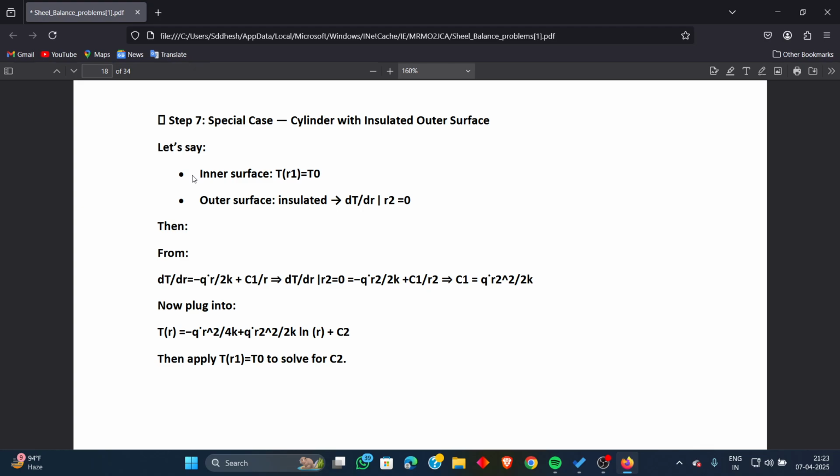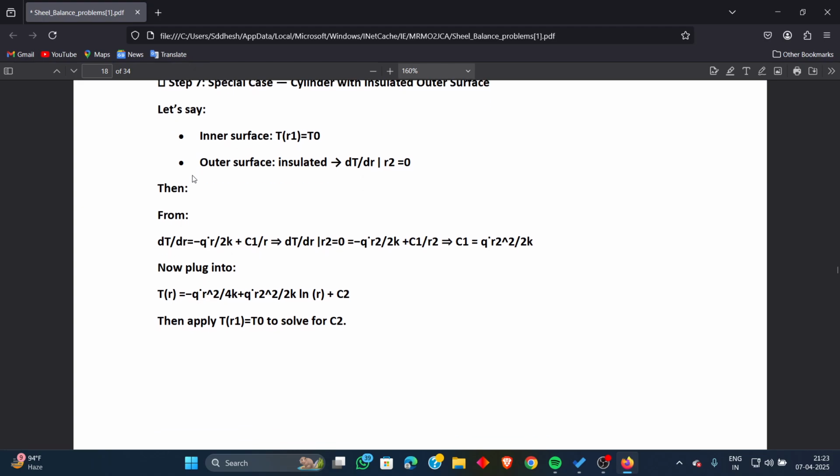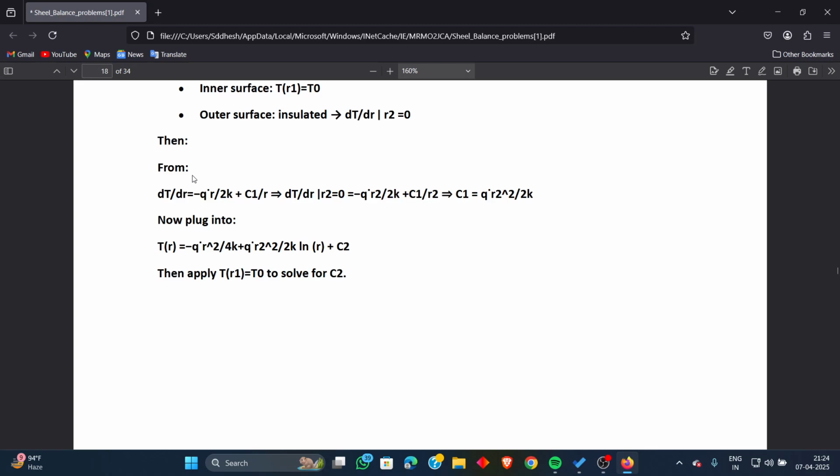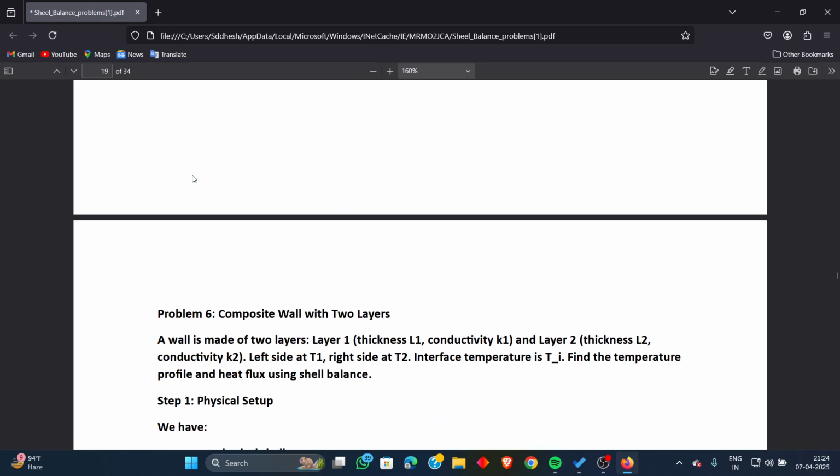C1 is equal to q dot R2 square upon 2k. Now plug into T(r) is equal to minus q dot R square upon 4k plus q dot R2 square upon 2k ln R plus C2. When we apply T(R1) is equal to T naught, we get C2 here after solving it linearly. So this was the fifth question.